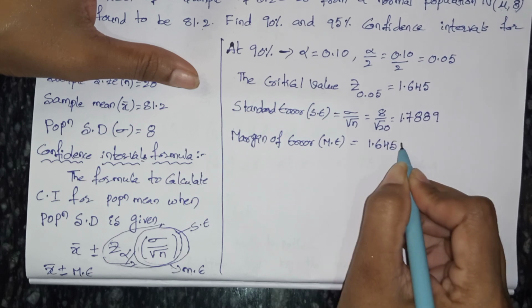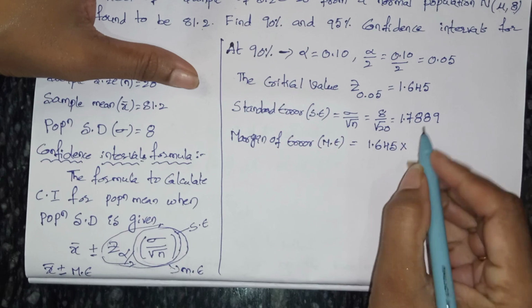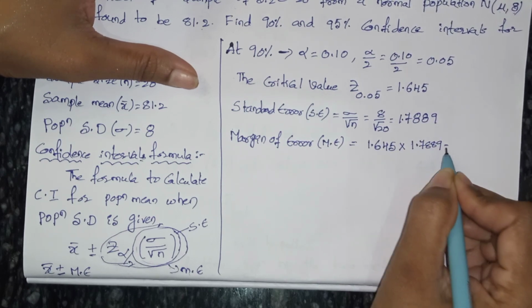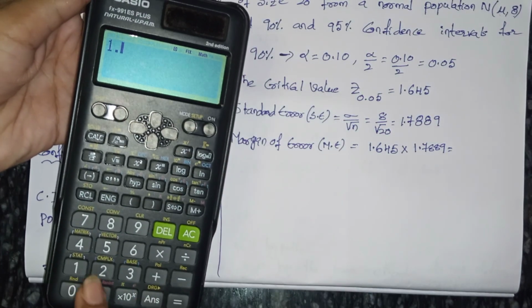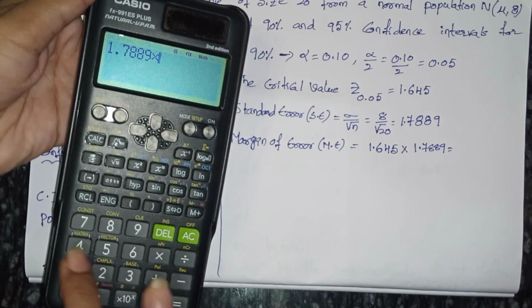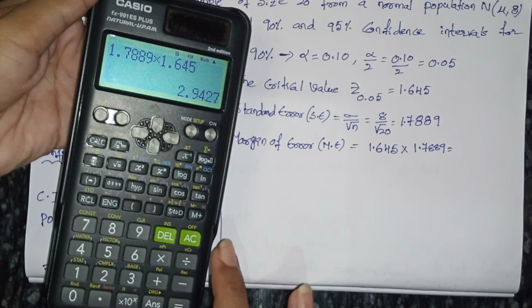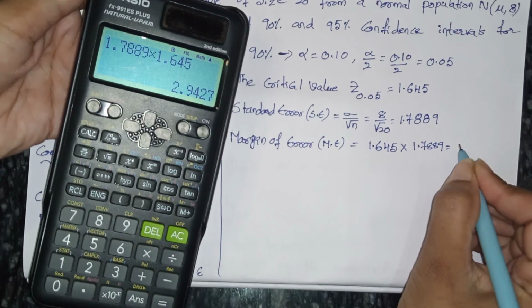1.645 into sigma by root n, that means standard error. How much is standard error? 1.7889. Okay, so we'll see how much the answer is. So 1.7889 into 1.645. How much here? 2.9427.